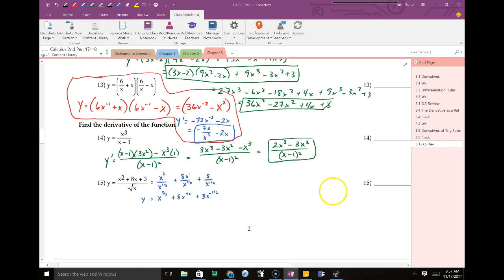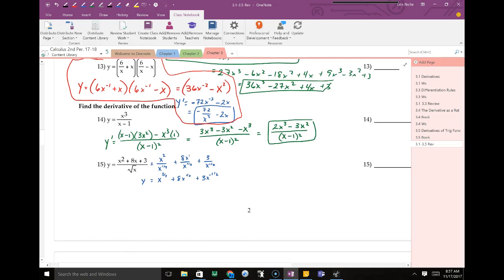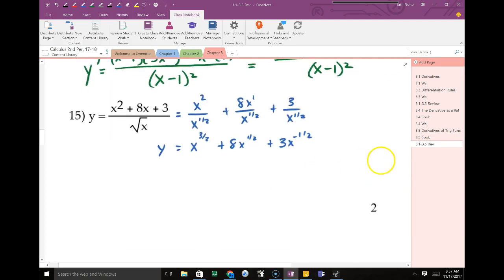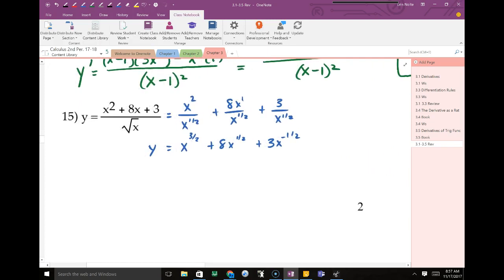Okay, number 15. Oh, this one's not so fully simplified. What I did for 15 is reduce the function. I haven't derived this yet, so this is not finished. I said, this is going to be easier to just reduce this rather than do a quotient rule on it. So I'm simplifying each of these over x to the 1/2, subtracting their exponents. Let me zoom in a little for you. Okay, so now I just have left to derive this.